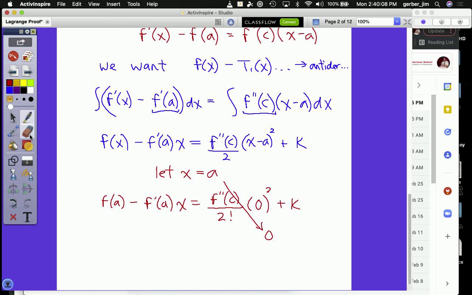Wait a minute, sorry. This x should have been an a because I'm letting x equal a. So k equals f at a minus f prime at a times a. Okay? And now I can substitute that back up into here. And that's going to give me, I've got to go to another page.